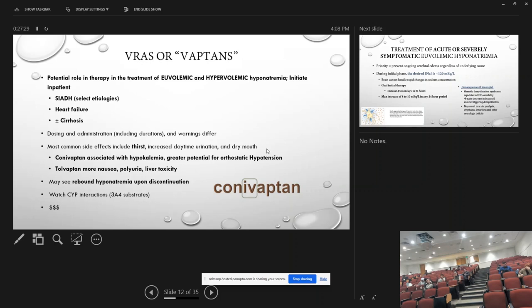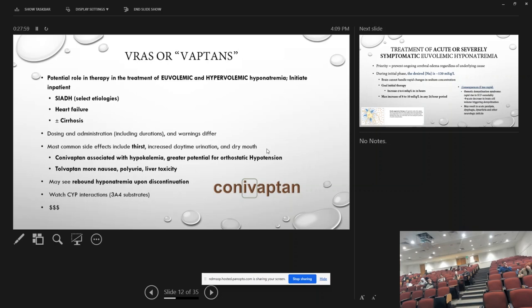This is already mentioned. Conivaptan is associated with hypokalemia and greater potential for orthostatic hypotension. The biggest thing is you may see rebound hyponatremia upon discontinuation. So you can certainly acutely treat the patient's hyponatremia, but once you stop that Vaptan, there could be a rebound in hyponatremia. So it can reverse and go back to normal.